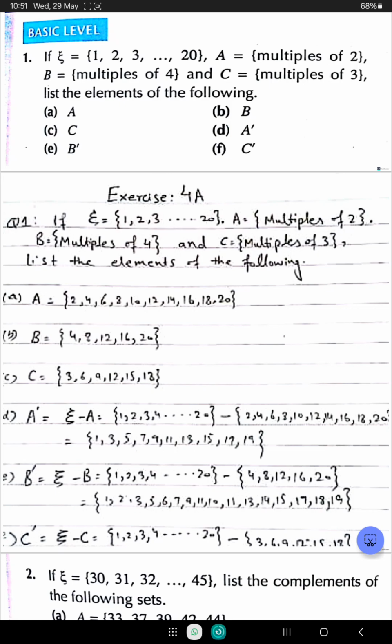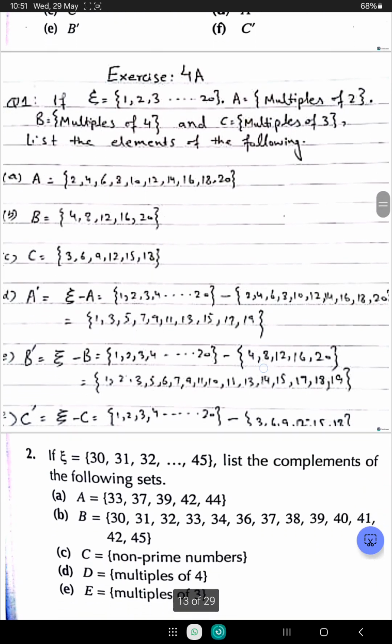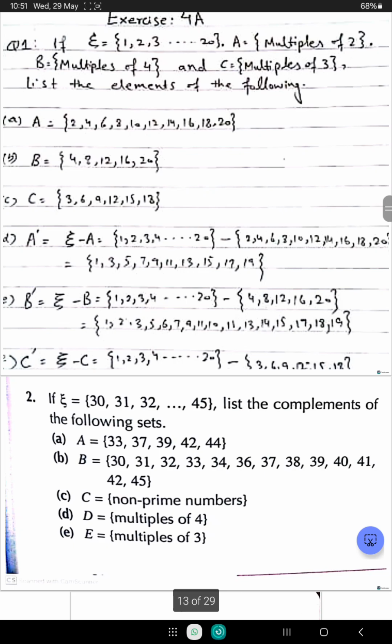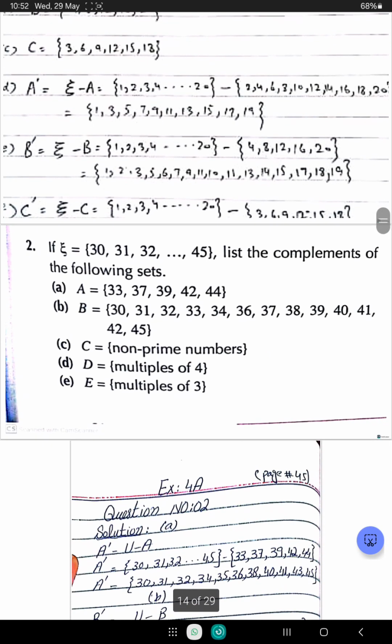2 minus 2 is 0. 3 is not contained in the elements of A, so 3 is the answer. 4 minus 4 is 0. 5 is not contained in set A, so 5 is the answer. 6 is an element of A, so 6 minus 6 is 0, and so on. Complement of B is equal to U minus B, and complement of C is equal to the universal set minus C.